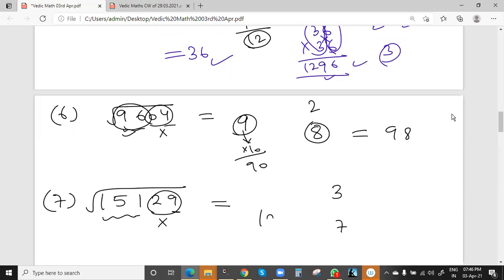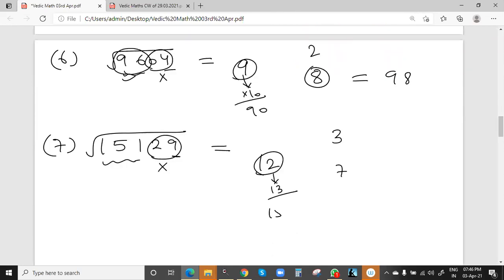We focus on 151. 12 square is 144, which is less than 151. 13 square is 169, which is more than 151. So we take 12, whose square is equal to or less than this value. Now we multiply 12 with the next value, 13, because we have to choose between 3 and 7. 12 times 13 is 156.